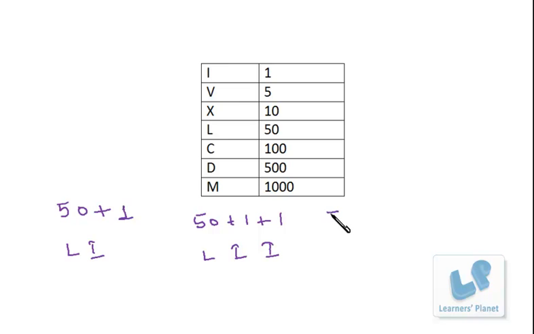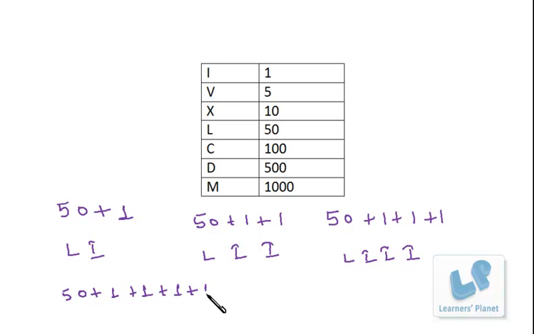Now 53. 50 plus 1 plus 1 plus 1. So it's LIII. Okay. Now 54, it's 50 plus further 1 cannot come for 4 times because it is against the rules of Roman numerals that I cannot be repeated for more than 3 times. So what I do is I will write 50 plus 4.